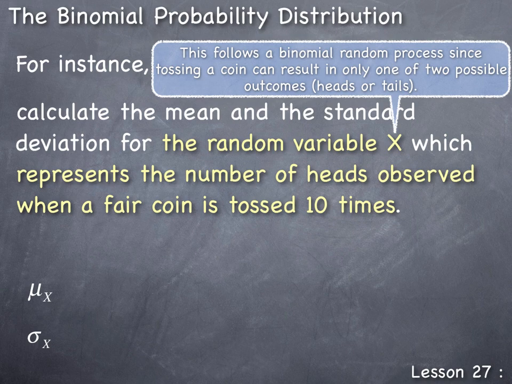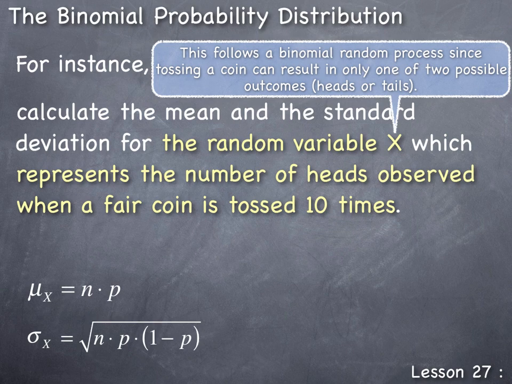Here, for the binomial, mu sub x, the mean, is equal to n times p. And the standard deviation sigma sub x is equal to the square root of the quantity n times p times 1 minus p. Thus, we just need to determine the particular values for n and p in this problem to calculate the mean and standard deviation.